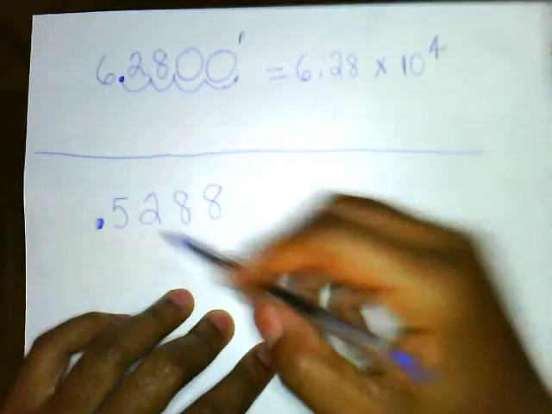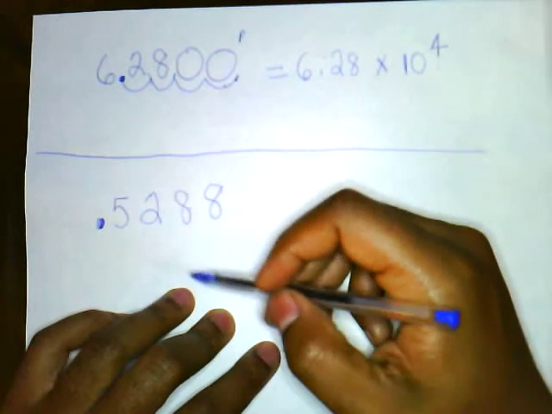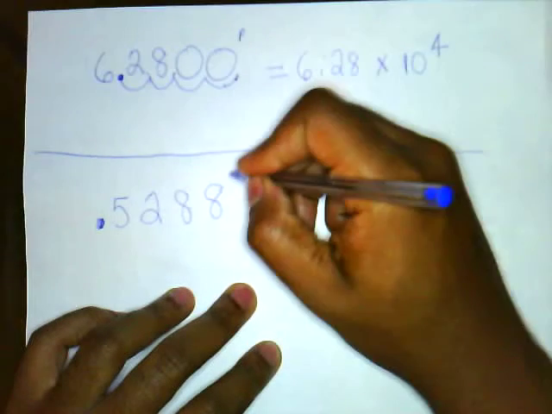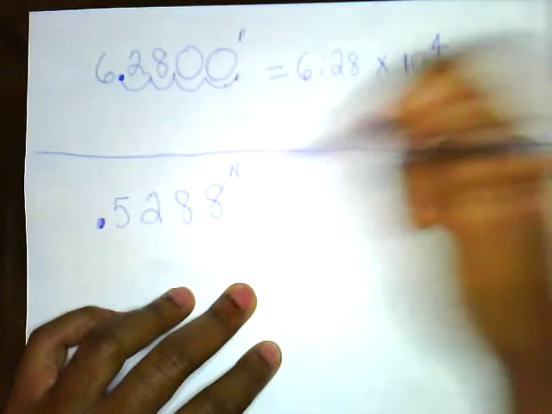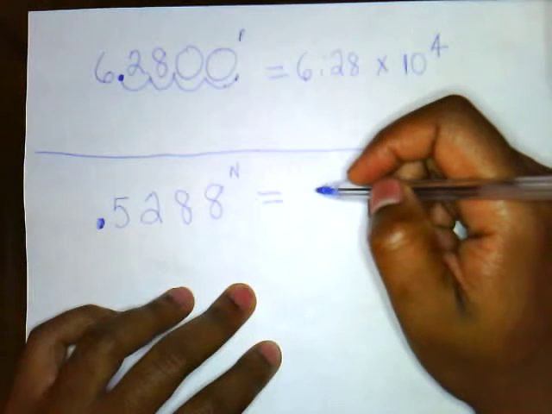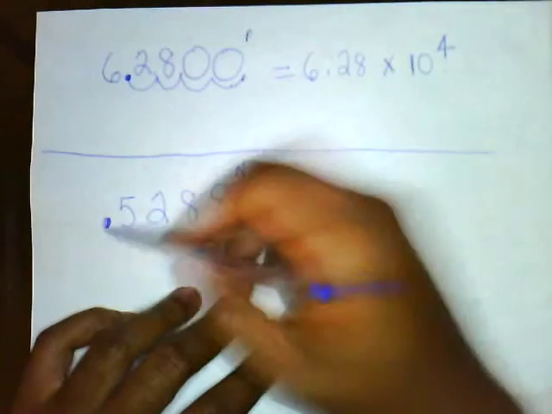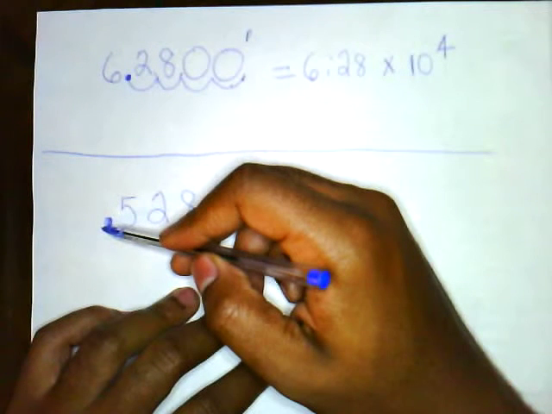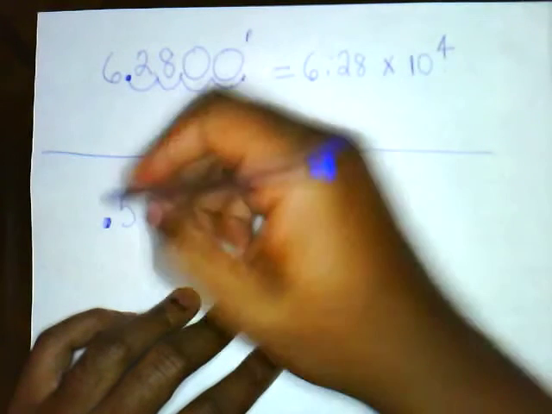Now, let's look at the one below. 0.5288. Is that above 1? No. This is less than 1. So now, we're going to put an N. What do you think that indicates? You got it. Our exponent is going to be negative. Now, is there any number before this decimal place that's less than 10? No, there isn't. So we're going to go to the right.